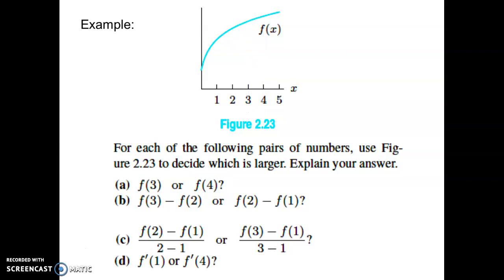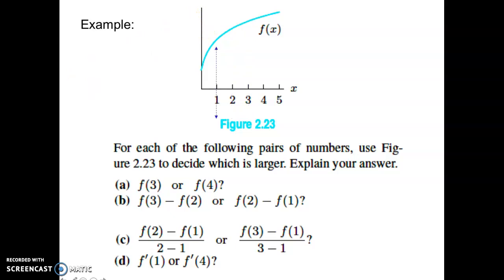What about part B? Which is larger? F of 3 minus f of 2 or f of 2 minus f of 1? Now, what are those values actually? F of 3 is that y value. F of 2 is that y value. So the difference between the y values, or this little piece right here, would be f of 3 minus f of 2. So if we took f of 3 and we subtracted f of 2, we would get that little piece right there.